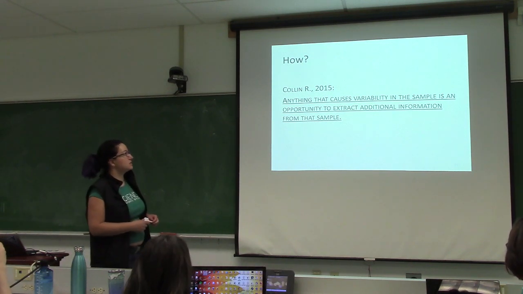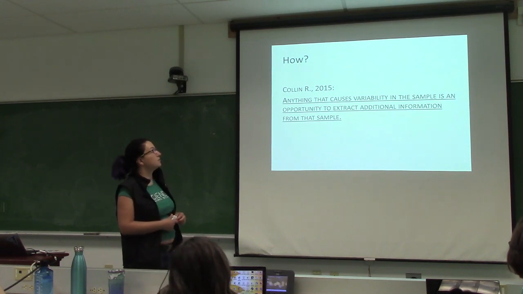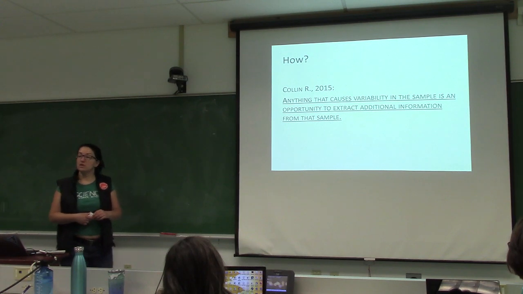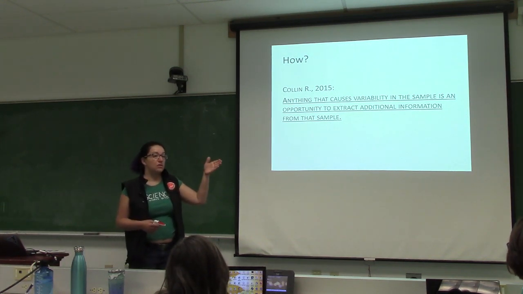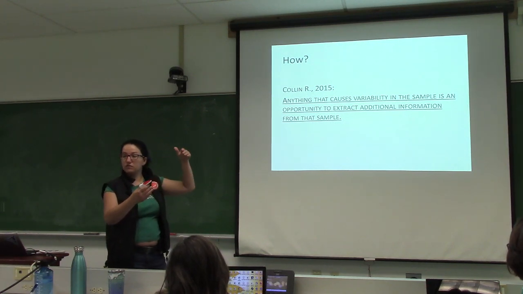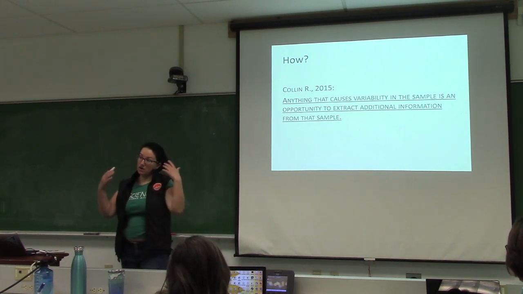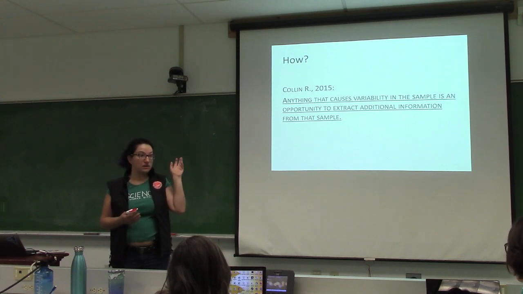Well, this is the citation from Colin from the 2015 class. Anything that causes variability in a sample is an opportunity to extract additional information from that sample. So we were teaching you about the fact that there's a certain trend that you want to follow, and then there's that scatter around it. It might be uncertainty, but once you correct for the uncertainty, the rest of it might be a really cool story. That's why, all the time, understand your measurements, but then the stuff that you have on the side might be really leading you to something cool.